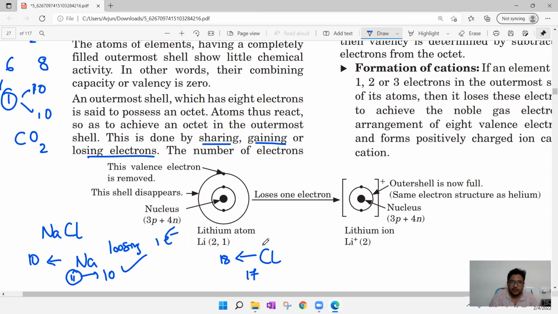Chlorine, so this electron is there, right? That electron goes to chlorine. So that 17 electrons, now it has become 18. Now it has attained the 18 electronic configuration. Simply to say, atomic number 10, neon, atomic number 18, argon.